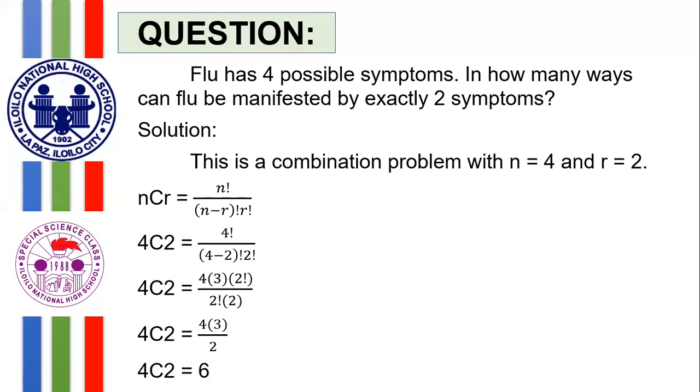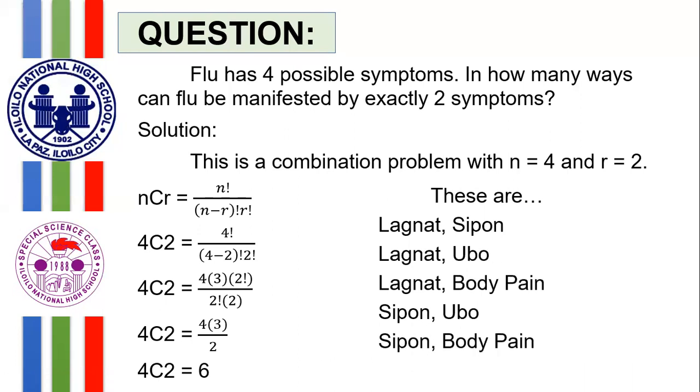So you see, by listing, by using reasoning, and by using the combination formula, we were able to determine that there are indeed 6 combinations of 4 symptoms showing exactly two at a time. I mean, what I meant to say rather was to show exactly 2 symptoms of flu out of the 4 symptoms. And these are the ones that were listed earlier, namely lagnat sipon, lagnat ubo, lagnat body pain, sipon ubo, sipon body pain, and ubo body pain. I hope you got it right.